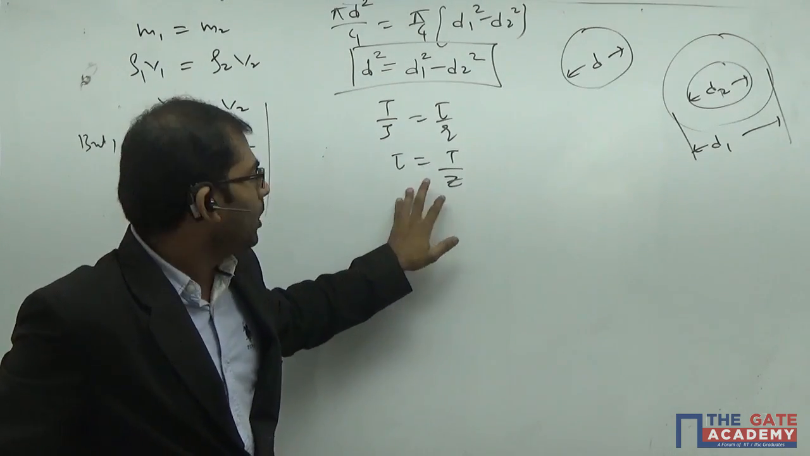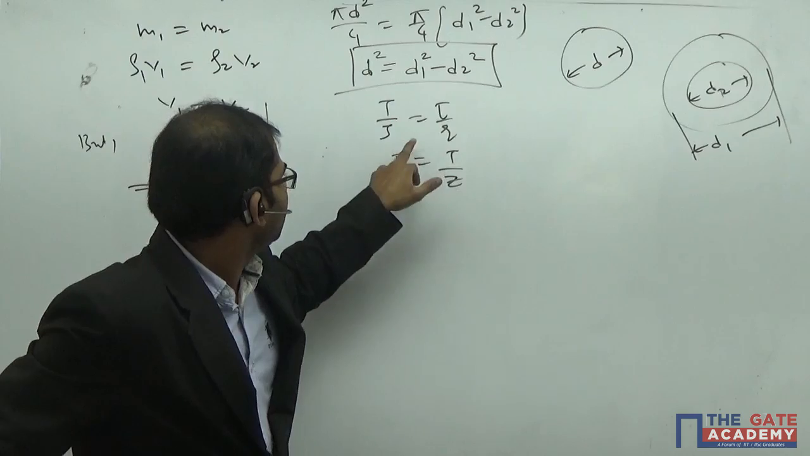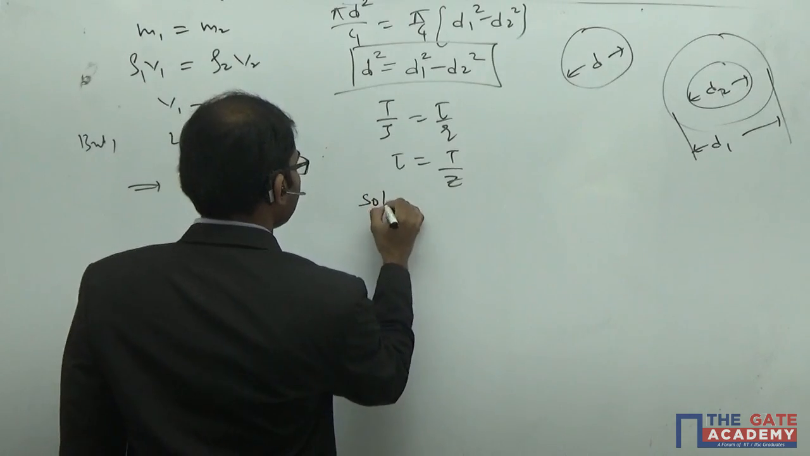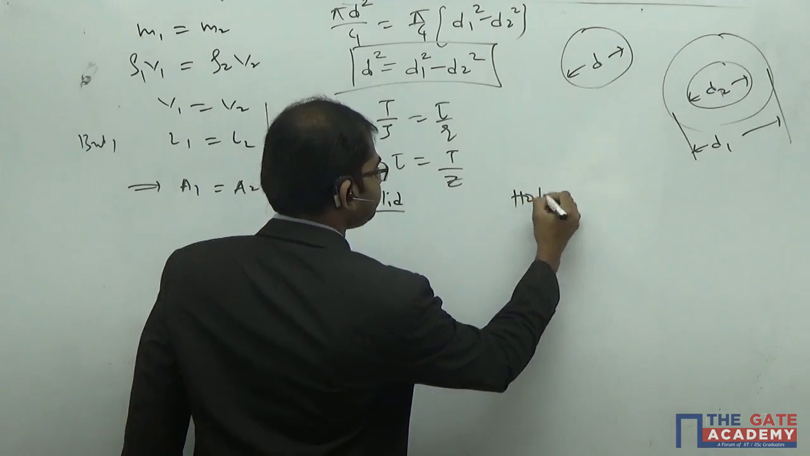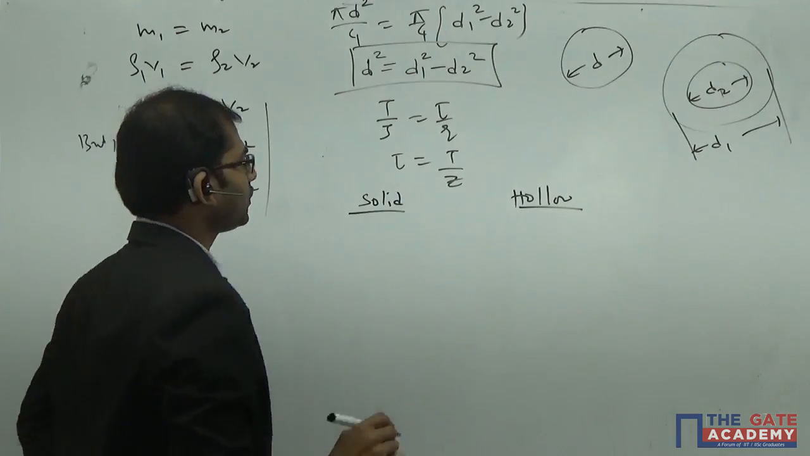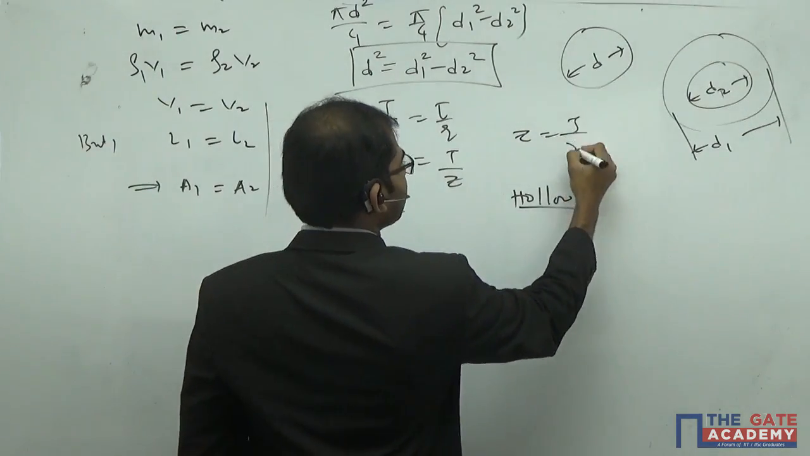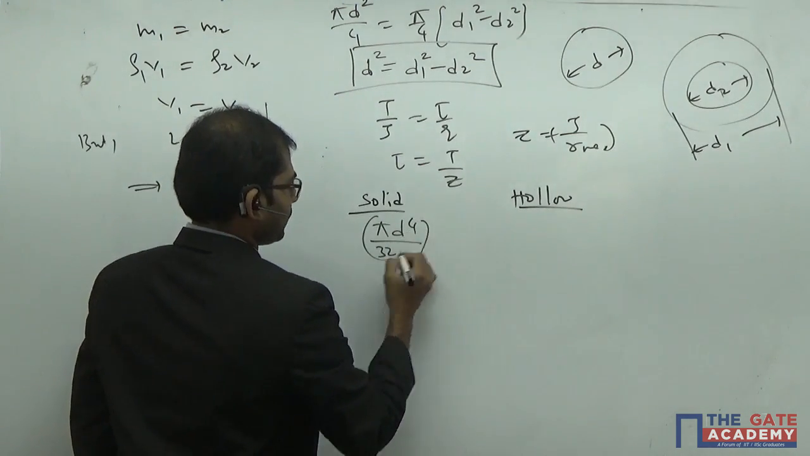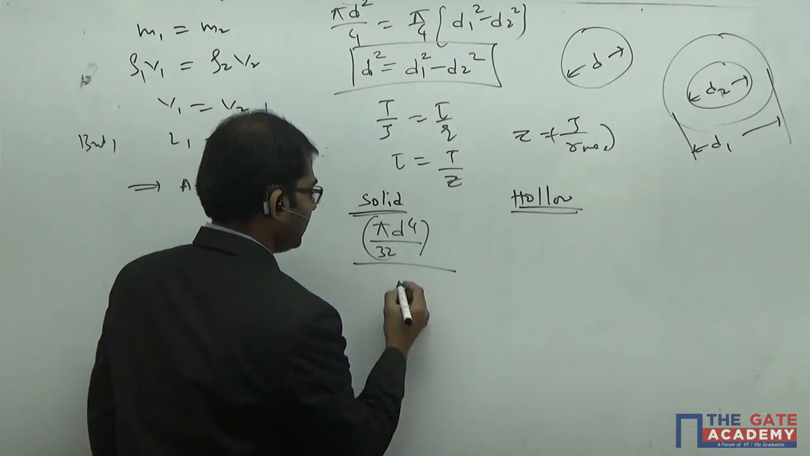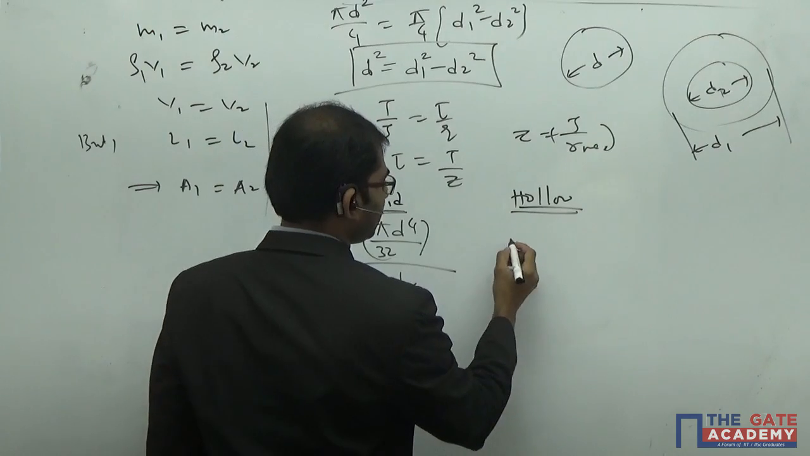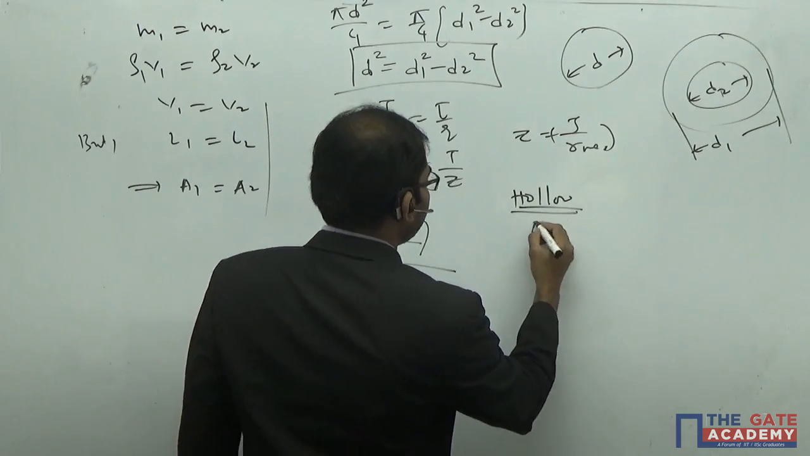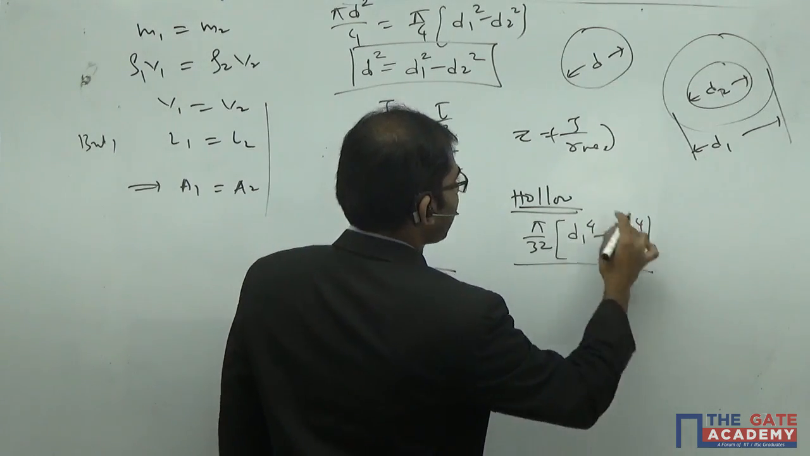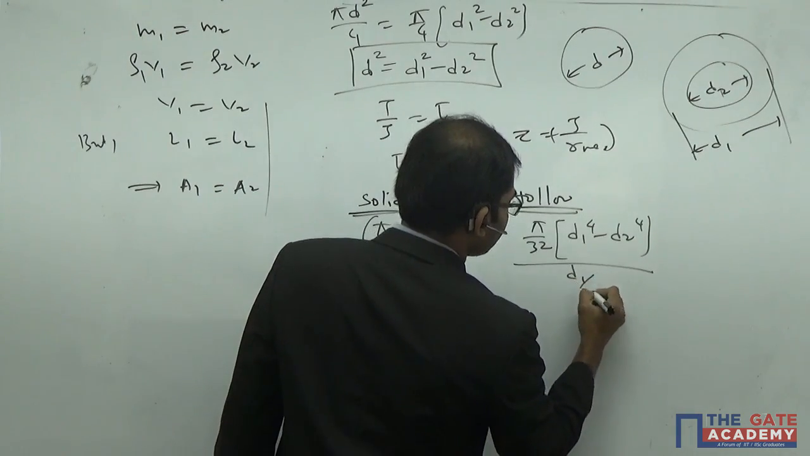So I'm going to compare the polar section modulus Z. Tau is equal to T by Z, Z for the hollow shaft and the solid shaft here. So I will take a solid shaft and a hollow shaft. Z for the solid shaft is simply J by R maximum. J for the solid shaft is pi d to the power 4 by 32, whole by R maximum, which is d by 2 here. In the hollow shaft, J is equal to pi by 32 whole into d1 to the power 4 minus d2 to the power 4. The maximum radius is given by d1 by 2.